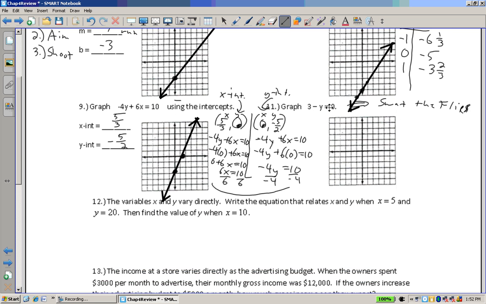Now this is what I like to call swat the flies. If you have, number one, let's get y by itself. That's always a good idea. Add y to both sides, and we get y equals 3. So that's what I'm dealing with here.